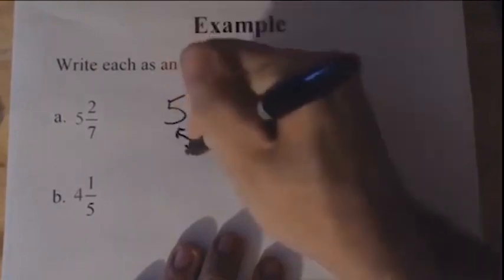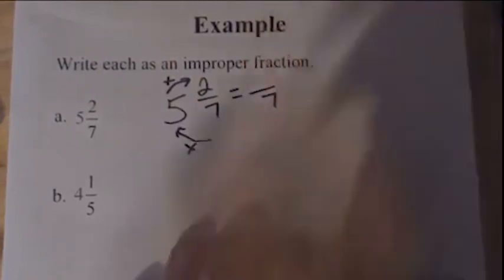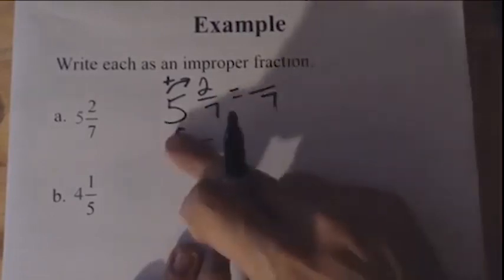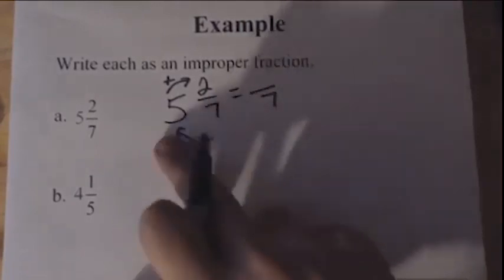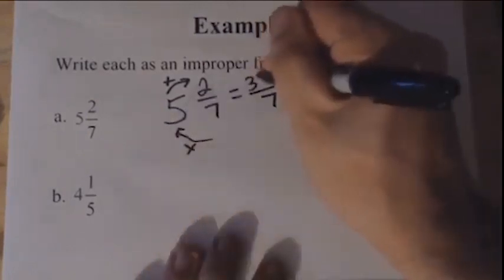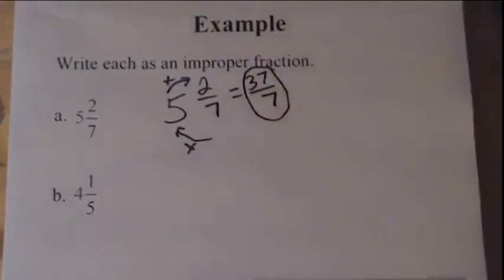So for instance, when we have 5 2/7, we're going to multiply, then add, and keep it over 7. 7 times 5 is 35, plus 2 is 37. 37/7.